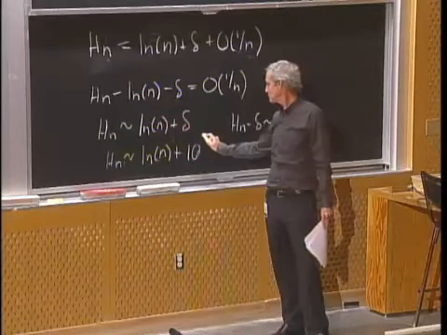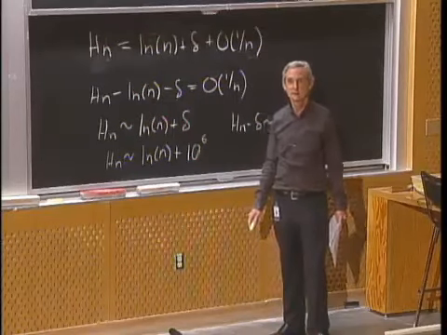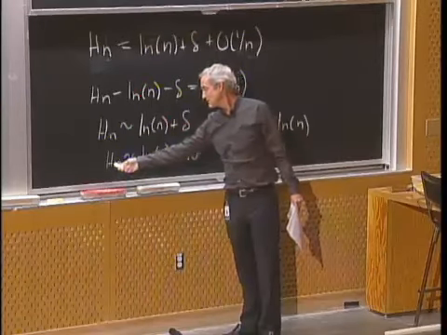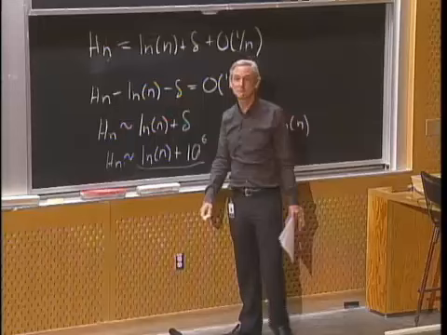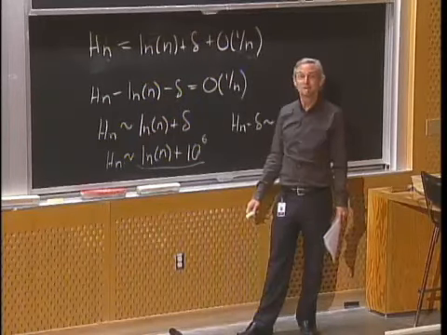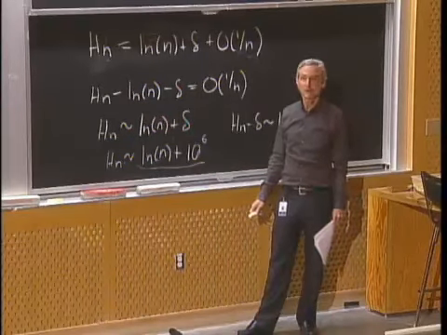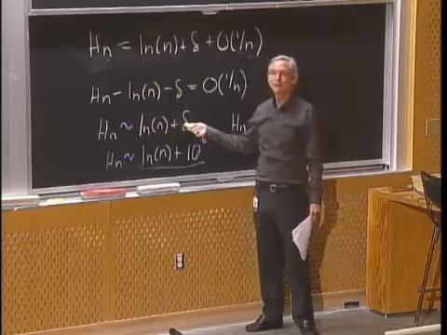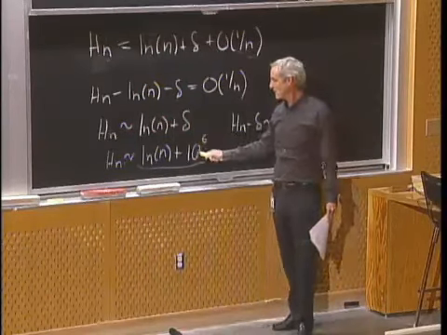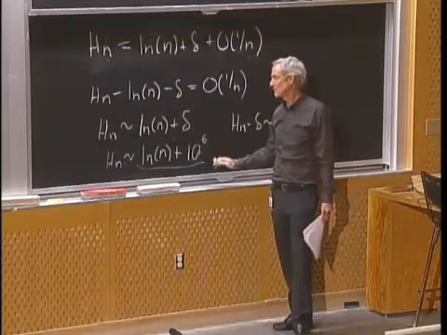I can even make it a million, 10 to the 6 here. It's true, because the ratio of this over that in the limit is 1. And that's all I need for tilde. So when I wrote this, everybody knew what I meant, but I could write this and be just as true mathematically. And so you've got to be careful about this.